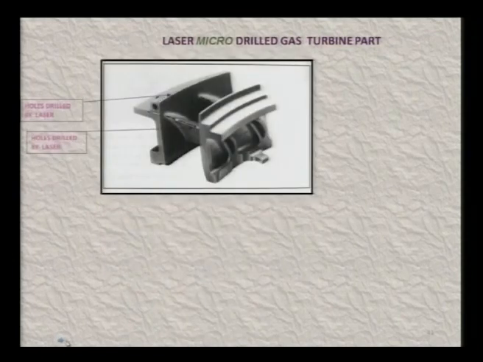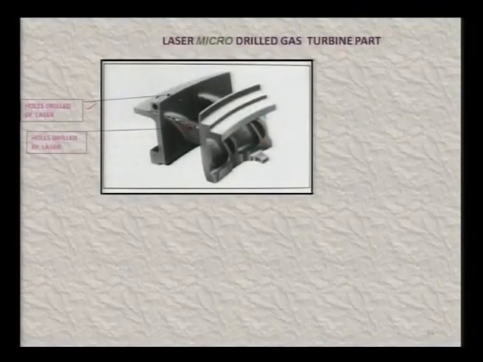Now, this is a very interesting application as far as lasers are concerned. Turbine blades, laser micro drilled, gas turbine parts. All these turbine blades have thousands of holes, which may be micro or macro holes, drilled in super alloys, which are used for making these turbine blades and other parts of the turbine. You can see here clearly the holes drilled by the laser, very fine holes, and these holes have been drilled in super alloy with the help of a laser beam drilling setup.